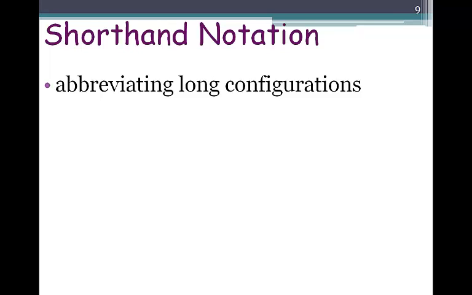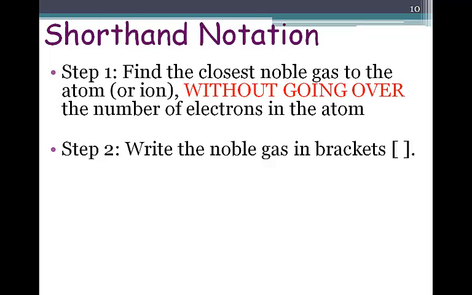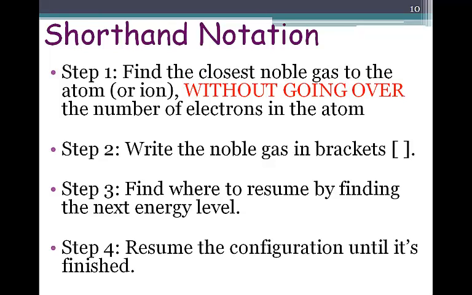We can abbreviate long configurations by using shorthand notation or noble gas configuration. We're often concerned only about the outermost electrons, the electrons in the outermost energy level, called the valence electrons. So we can skip to places that we know are completely full and finish the configurations. Step 1 is to find the closest noble gas to the atom without going over the total number of electrons in the atom. We put that noble gas in brackets. We find where to resume the configuration by finding the next energy level, and we resume until the configuration is finished.